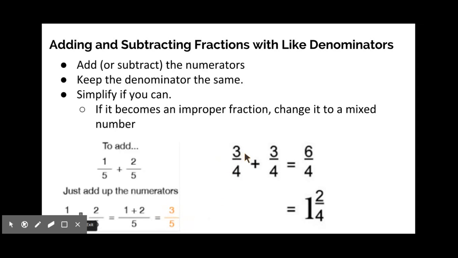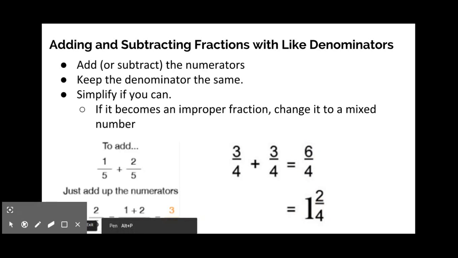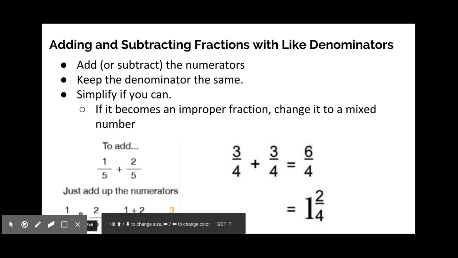The second example that we have is 3/4 plus 3/4. Again, the denominators are the same, so all we have to do is add the numerators. 3 plus 3 equals 6. The denominator 4 stays the same, so we have an improper fraction, 6/4. When we change this to a mixed number, you get 1 and 2/4, which we can simplify further to get 1 and 1/2.